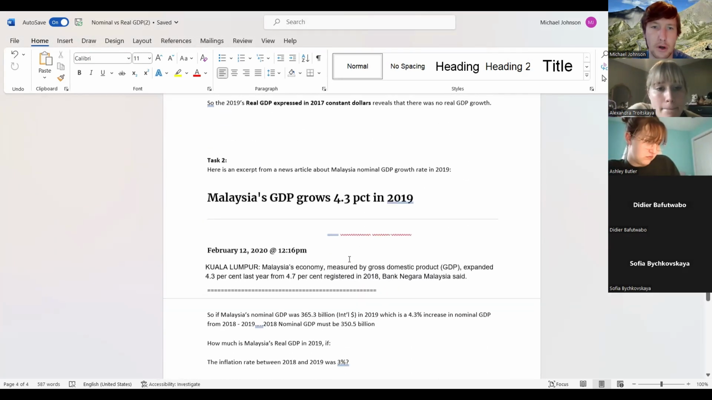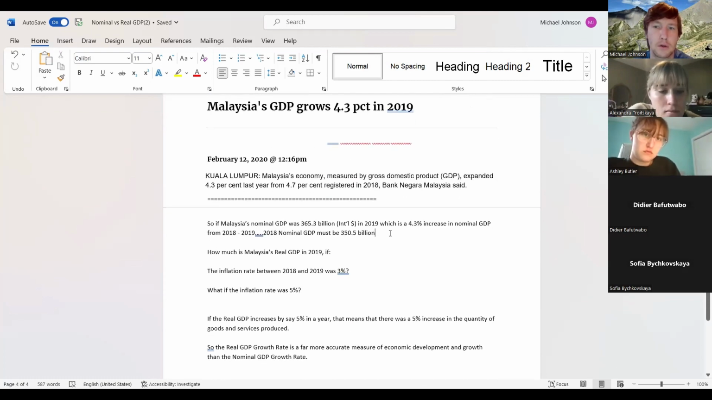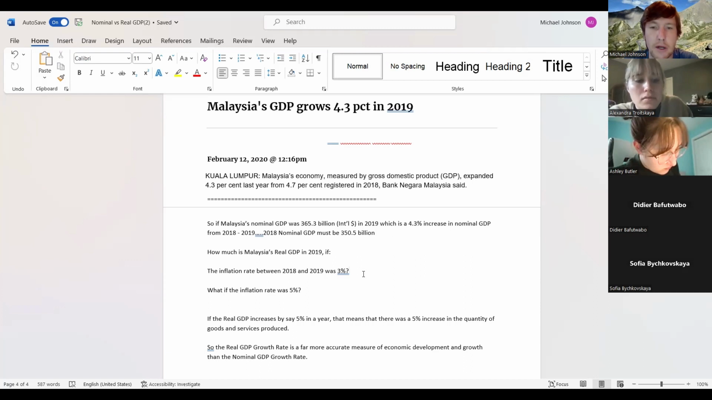So I think, yeah, there's actually a bit more. So there's an excerpt from a news article on Malaysia's nominal GDP growth in 2019. So the GDP of Malaysia increased by 4.3% last year from 4.7%. And if Malaysia's nominal GDP was 365.3 billion in 2019, which is a 4.3% increase in nominal GDP from 2018 to 2019, 2018 nominal GDP must be 350.5 billion. So how much is Malaysia's real GDP in 2019 if the inflation rate between 2018 and 2019 was 3%? So do we need to take 2019 divided by 1 plus 0.03? Yes, the GDP for 2019 and then divided by 1 plus 3%.